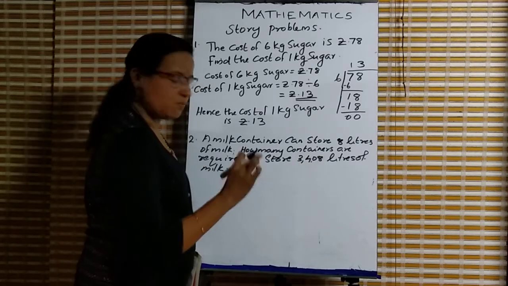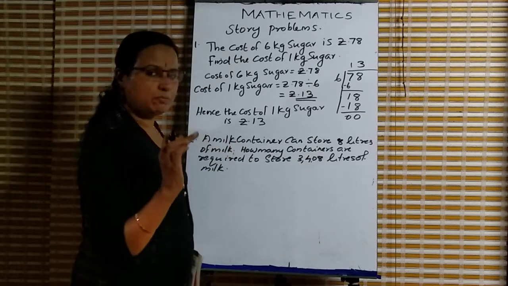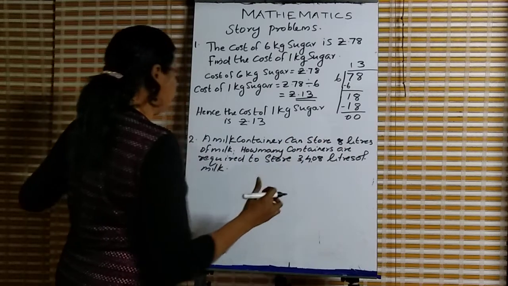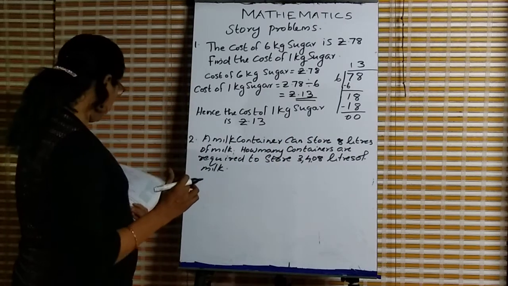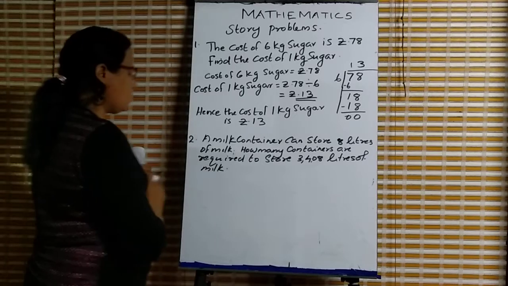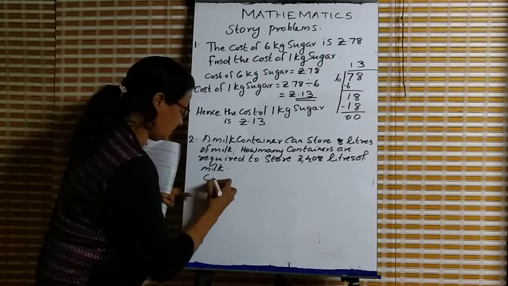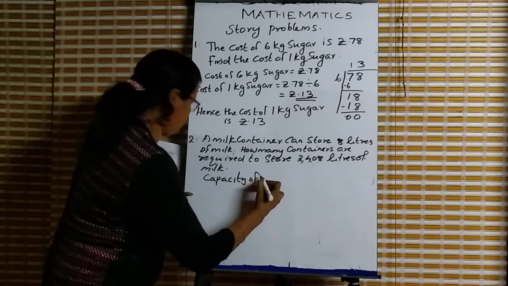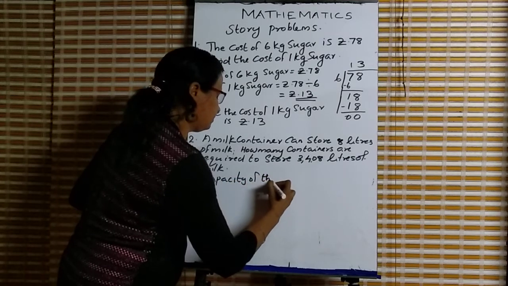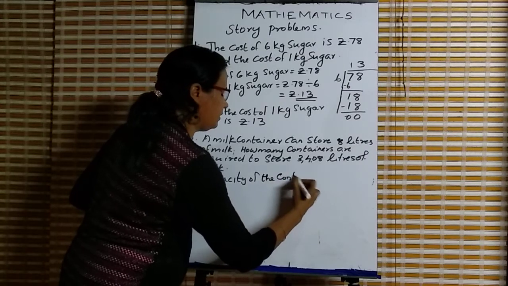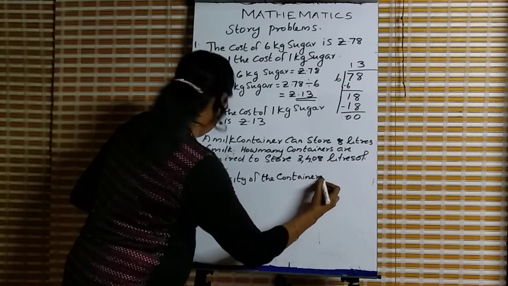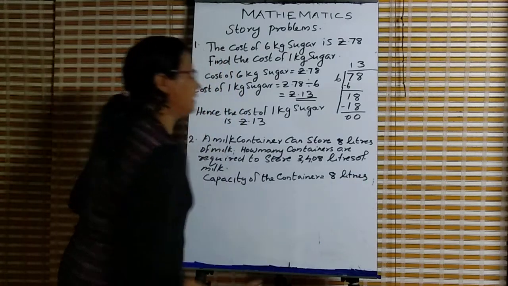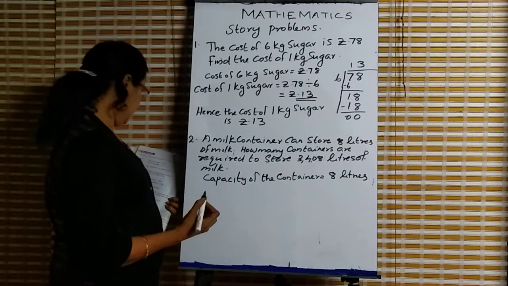3408 liters of milk? For that, we have to write the steps. A milk container can store 8 liters of milk. What is the first step? Capacity of the container is equal to 8 liters.